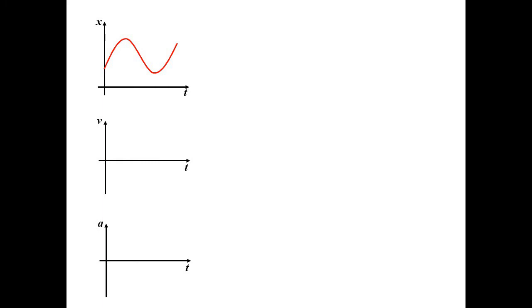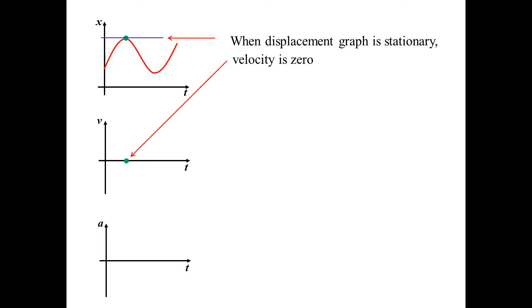So I look at some key features. When my displacement graph is stationary, that's what we said at the vertex, the tangent would be horizontal. So there's one of them. So when that is stationary, well, stationary means velocity is 0. It's not moving. So therefore, on my velocity time graph underneath that, I can plot a t-intercept. And there's another one there, so that would also be a t-intercept.